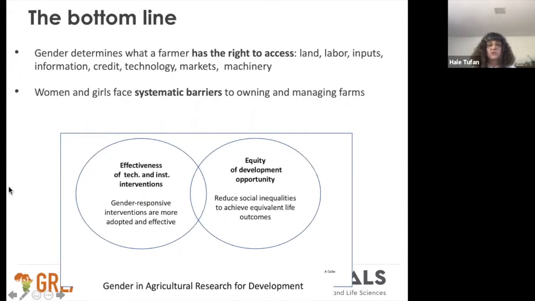And the solution to this, basically in the spheres of agricultural research for development, is really seen in two different but overlapping ways of describing the problem. One is the effectiveness argument, which means by including women and really catering to their needs, you could have more adopted and effective interventions. But the flip side of that is also recognizing that it is the right thing to do. It is the just thing to do to really try to reduce and turn around social inequalities historically, which have excluded women and girls from equivalent life outcomes.